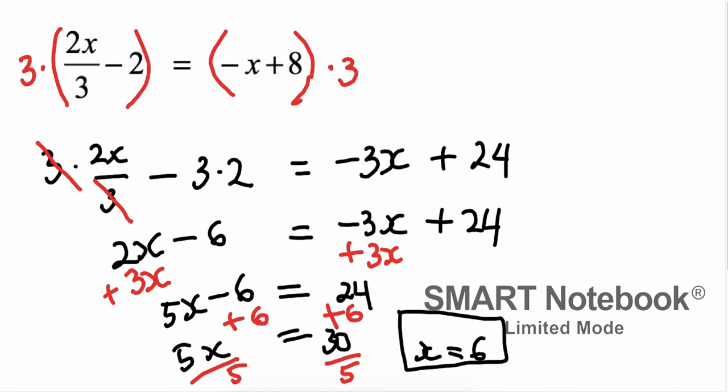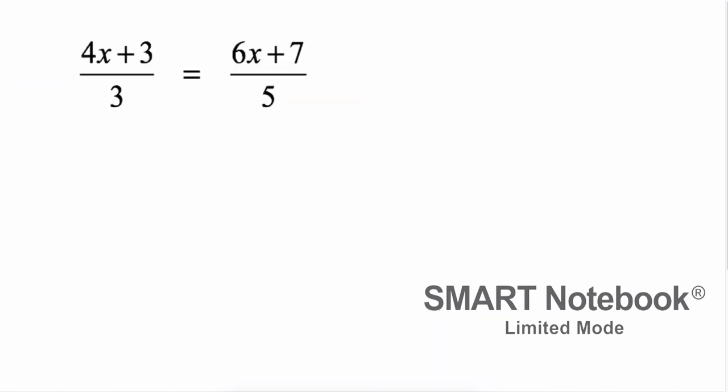Now let's look at the last example. Here we have a fractional expression on both sides, and the denominators are different. On the left-hand side we have denominator 3, and on the right-hand side denominator 5. We are just going to do this step by step. Let's say we would like to remove this denominator 3 on the left-hand side. What I have to do is multiply this fraction by 3, and we have to do that on both sides.